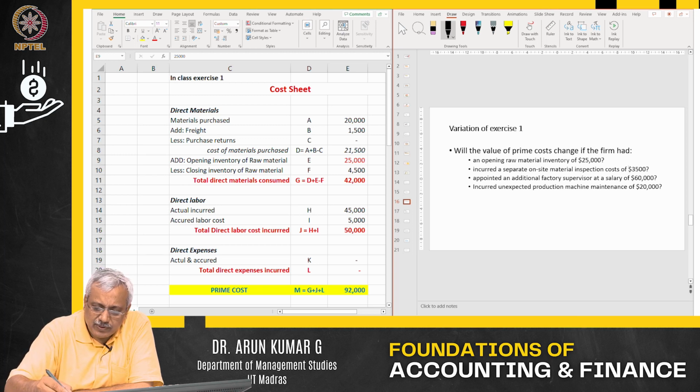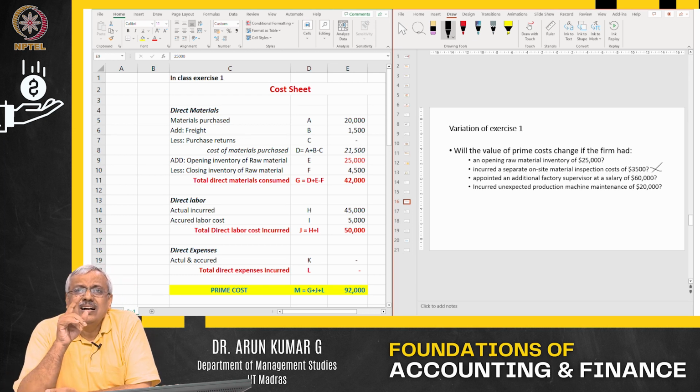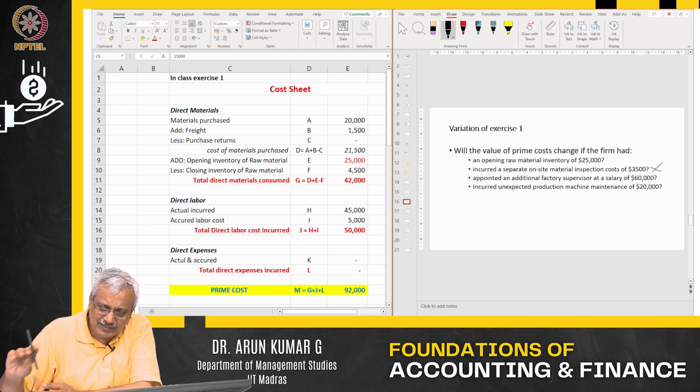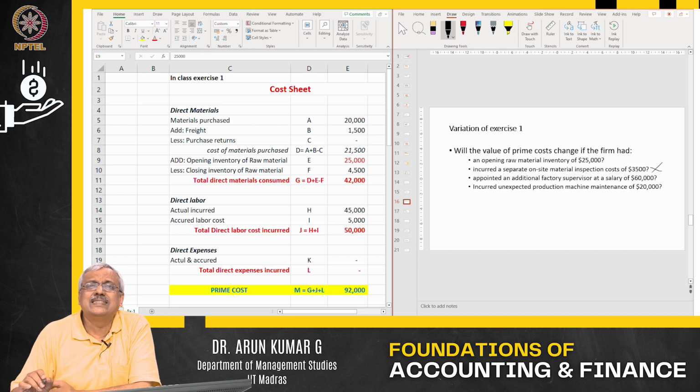Let me erase the numbers. Next, appointed an additional factory supervisor for 60,000. Yes, it impacts the cost of production, because the factory supervisor is supervising the production. But you will pay the salary to the factory supervisor even if production is low, even if you are operating at 150% or at 50%. The salary is going to remain the same. It is not an incentive. So it is not a direct expenditure, it is an indirect expenditure, so not part of prime cost.